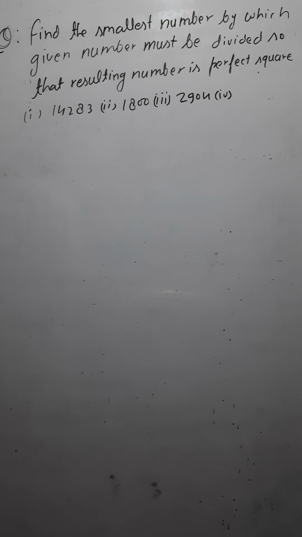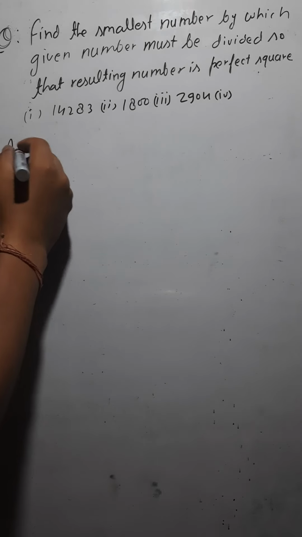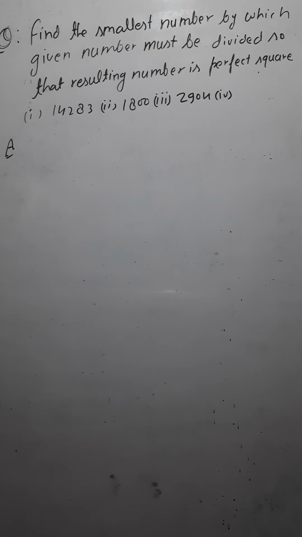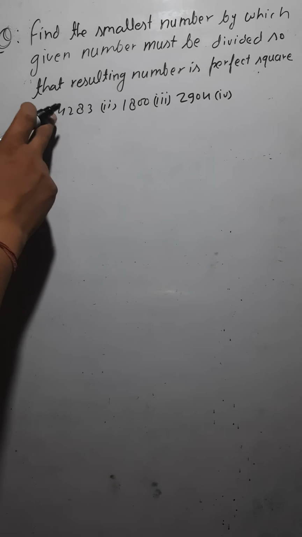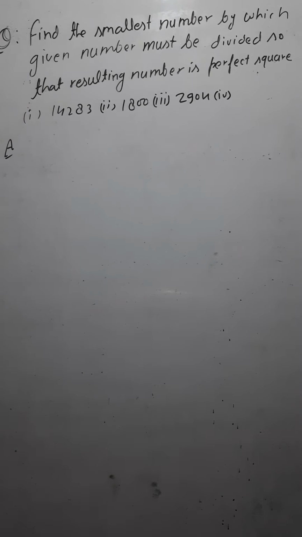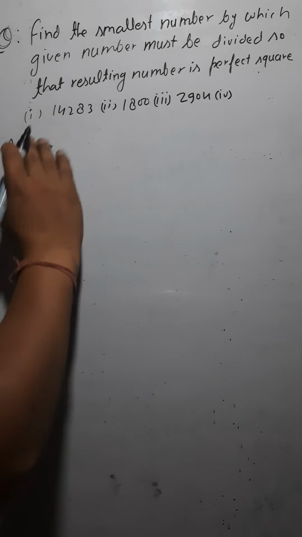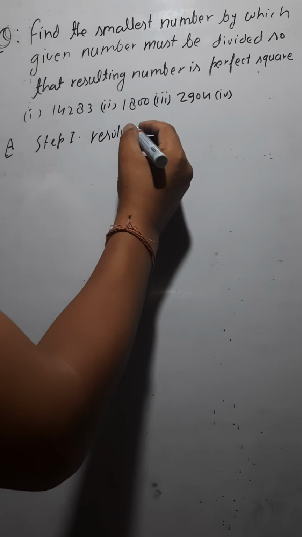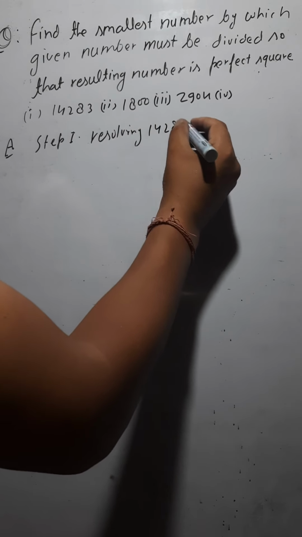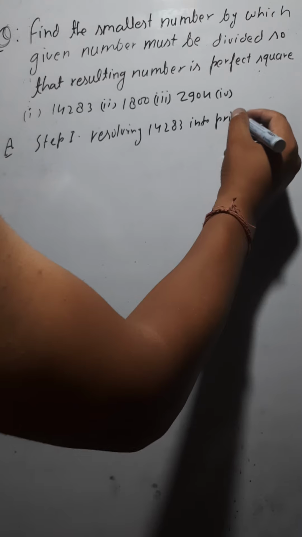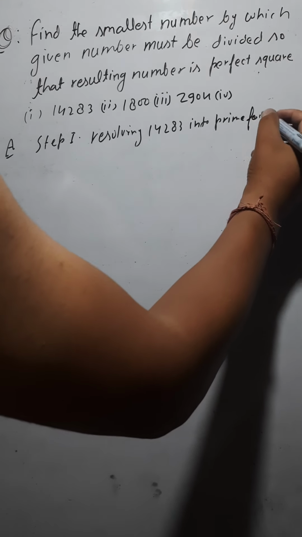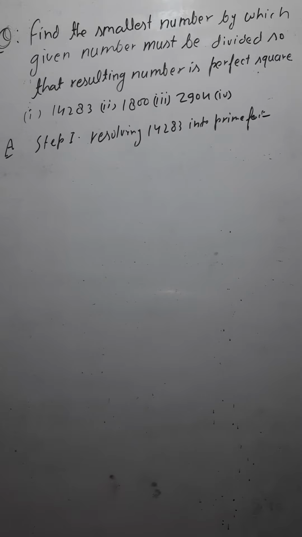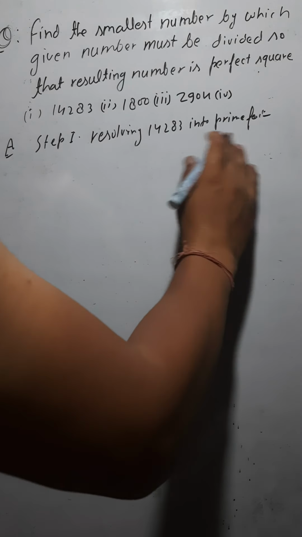Let me start with 14,283. The way we have done the previous question, similarly we do this one also. First we would resolve 14,283 into its prime factors. So step number one would be resolving 14,283 into prime factors.